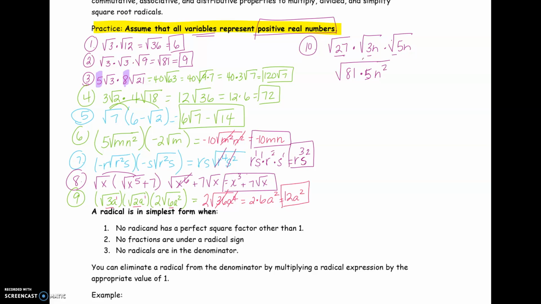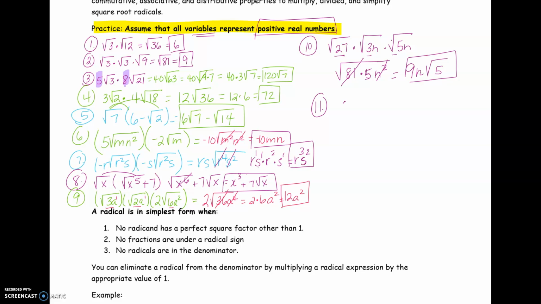All right, so now 81 is a perfect square. It's 9. N squared is a perfect square. It's n. What is not a perfect square stays on the inside. So it's 9n times the square root of 5.